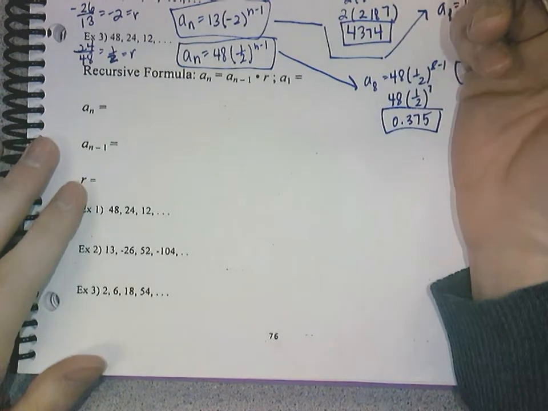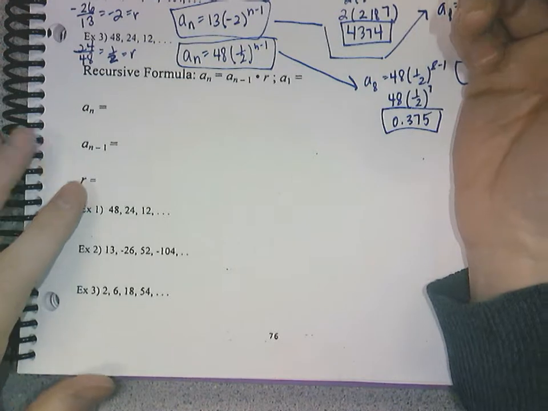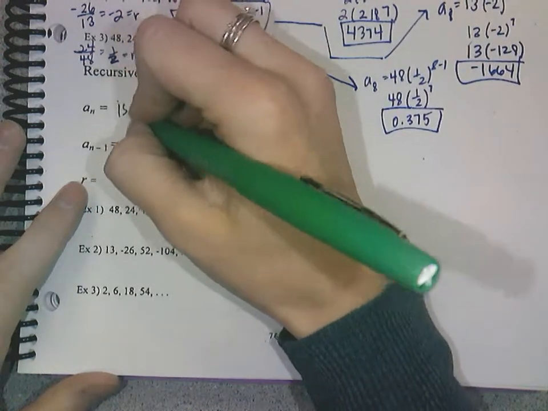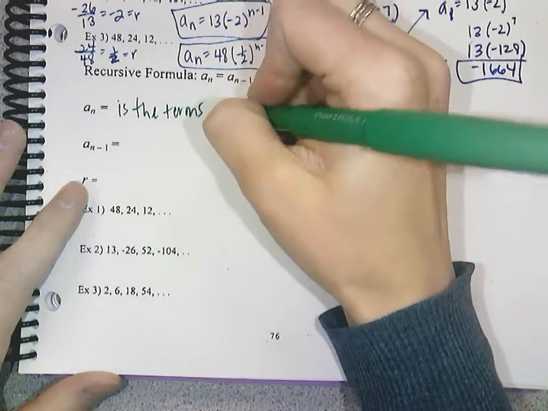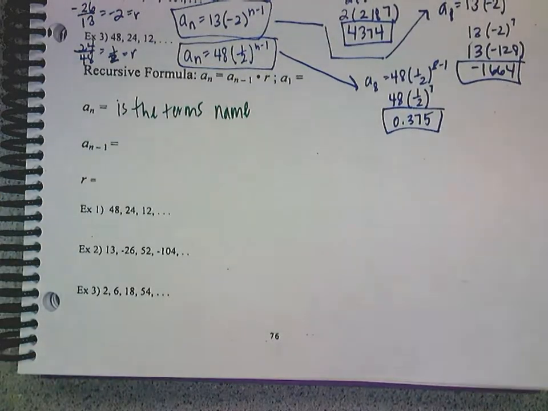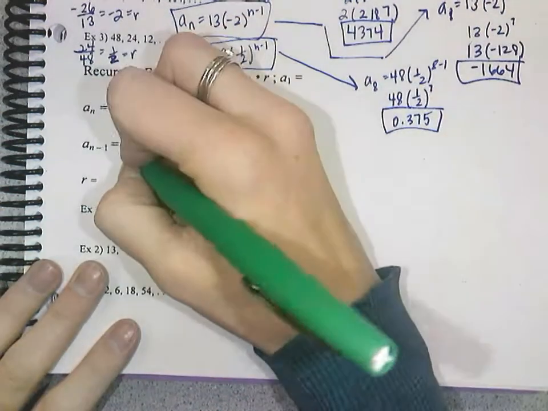Just like we did on the recursive formula with arithmetic. Alright, so a sub n is the term's name. And then, just like I was saying, a sub 1 is the first term in the sequence.